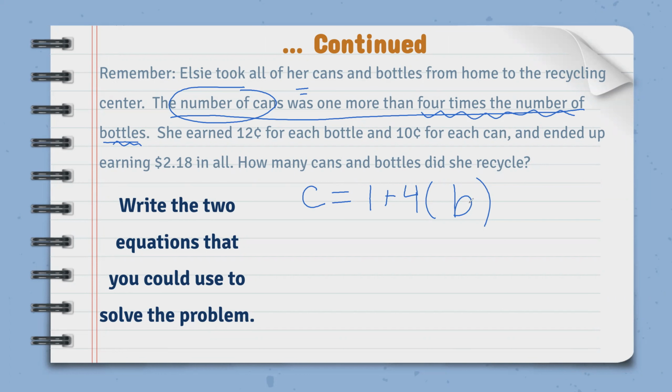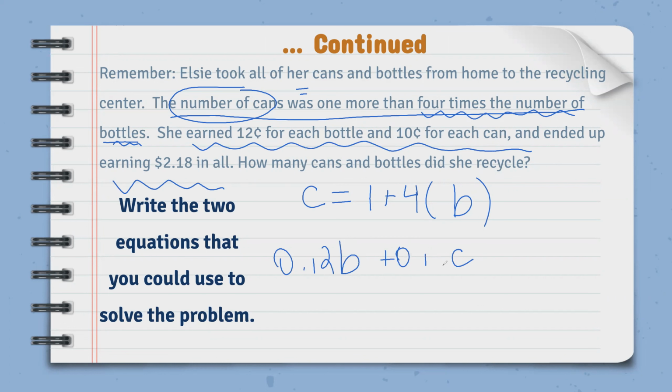So there's one equation. The other equation comes from here, where she gets 12 cents for each bottle and 10 cents for each can. So for every bottle she recycles, she gets 12 cents, plus for every can she recycles, she gets 10 cents. And all together, she earned $2.18.